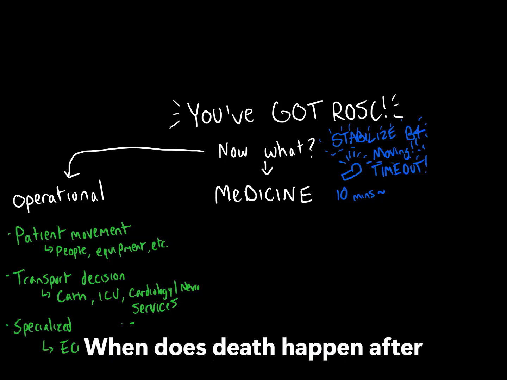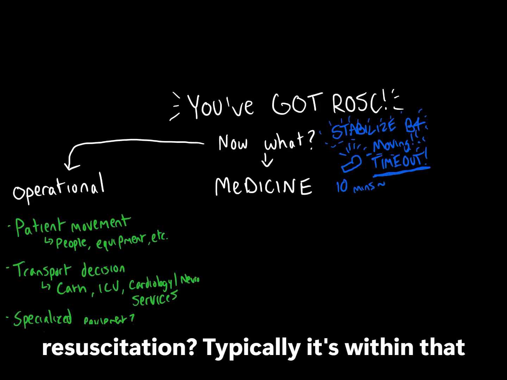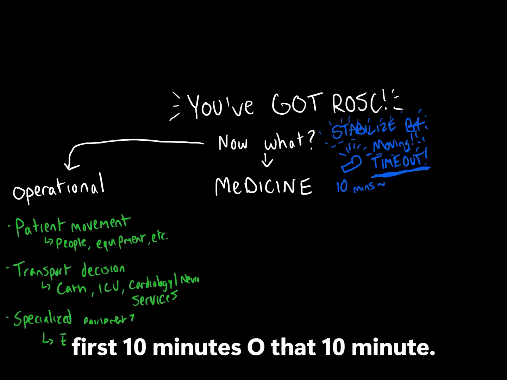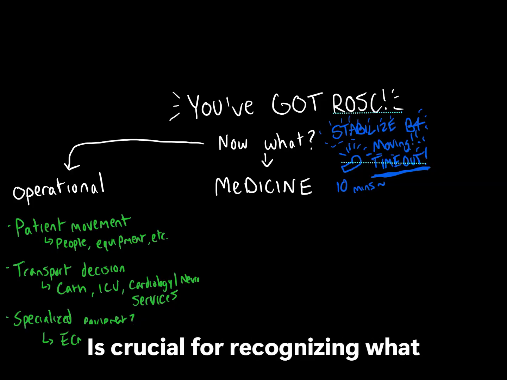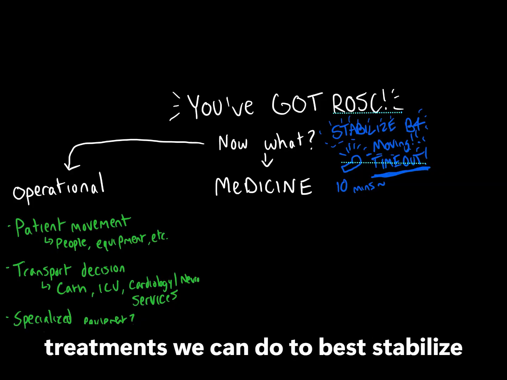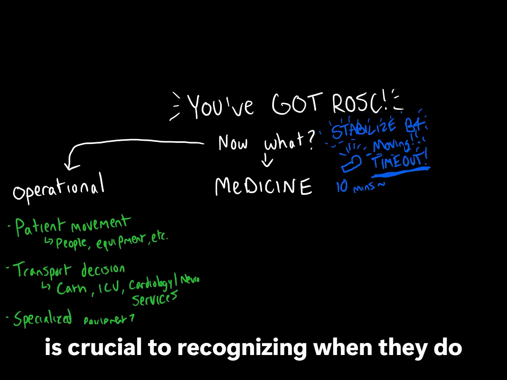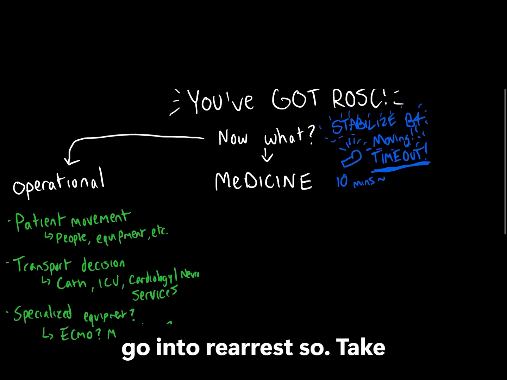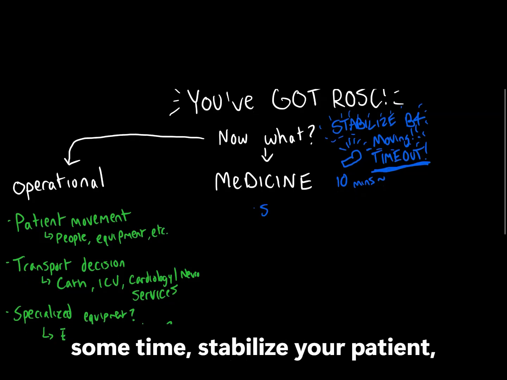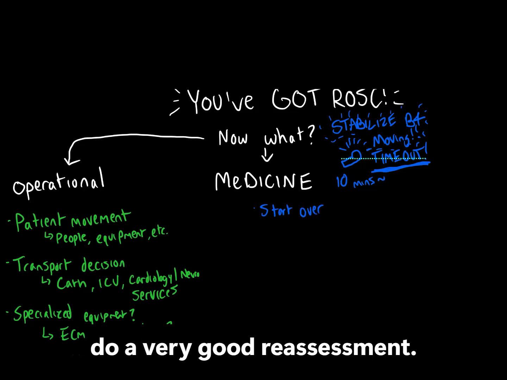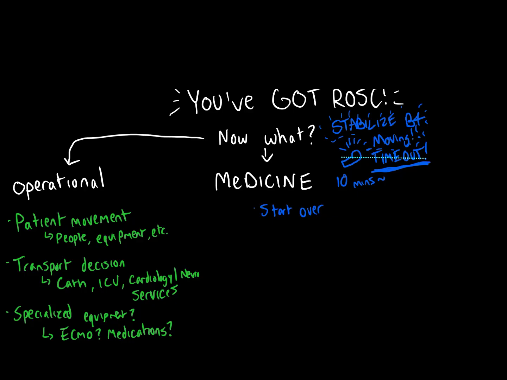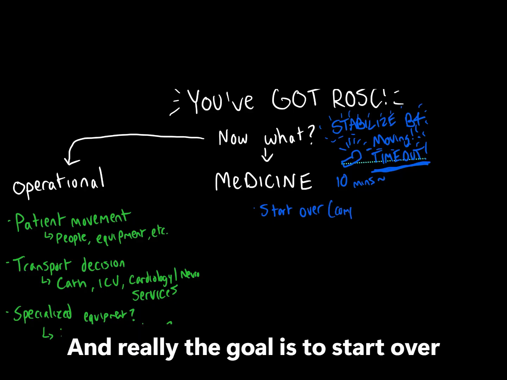When does death happen after resuscitation? Typically, it's within that first 10 minutes. So, that 10-minute period is crucial for recognizing what treatments we can do to best stabilize them and prevent that rearrest, or it is crucial to recognizing when they do go into rearrest. So, take some time, stabilize your patient, do a very good reassessment, and really the goal is to start over.